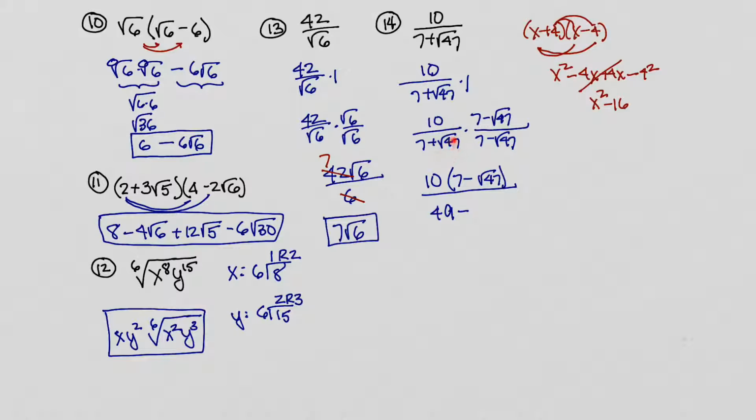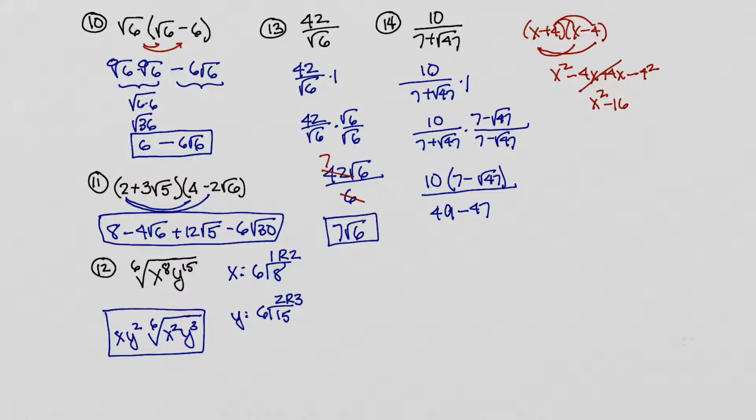Now when you square a square root, the radical comes off, right? Square root of 47 times square root of 47 is just 47. So square the first, getting 49. Put a minus sign, square the second, square a square root, that radical comes off. I get 47.